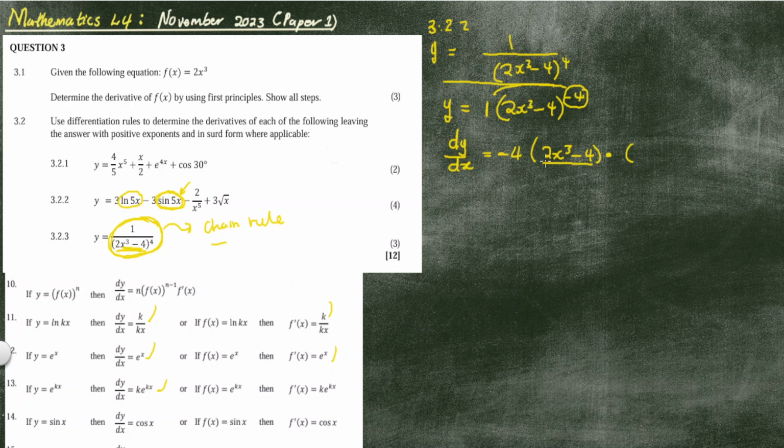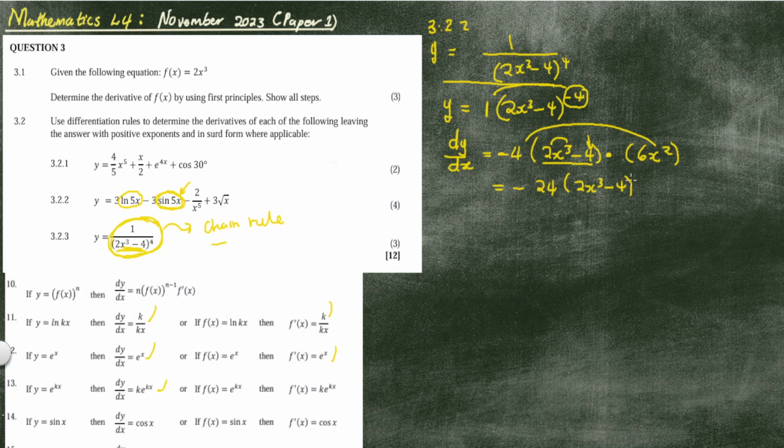What is the derivative of 2x cubed minus 4? It's 3 times 2, 6x raised to exponent 2. Then the derivative of 4 is just 0. So I'm just going to close the bracket. Then I'm going to multiply this with that. I'm getting a minus 24, open bracket 2x cubed minus 4.